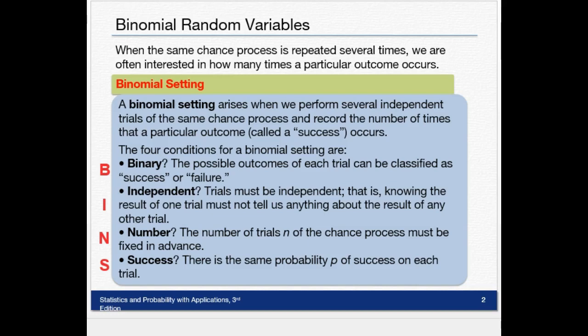So there's 4 conditions for a binomial setting. First is binary. The possible outcomes of each trial can be classified as a success or a failure, so you can clearly know which one's a success and which is a failure, and there's no other options. Independent is I. Trials must be independent, that knowing the result of one trial does not tell us anything about the result of another. N is for number. The number of trials of the chance process has to be fixed in advance. And then lastly, S is for success, that is, the same probability of a success on each trial. It doesn't change trial to trial.